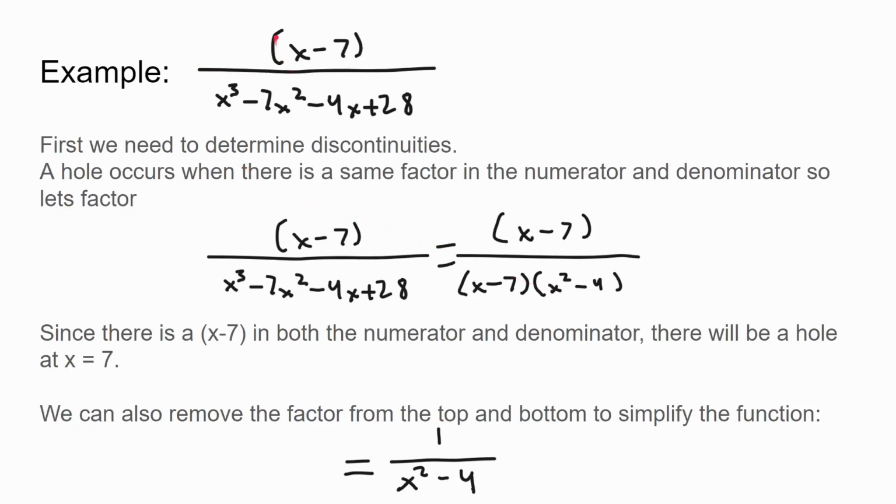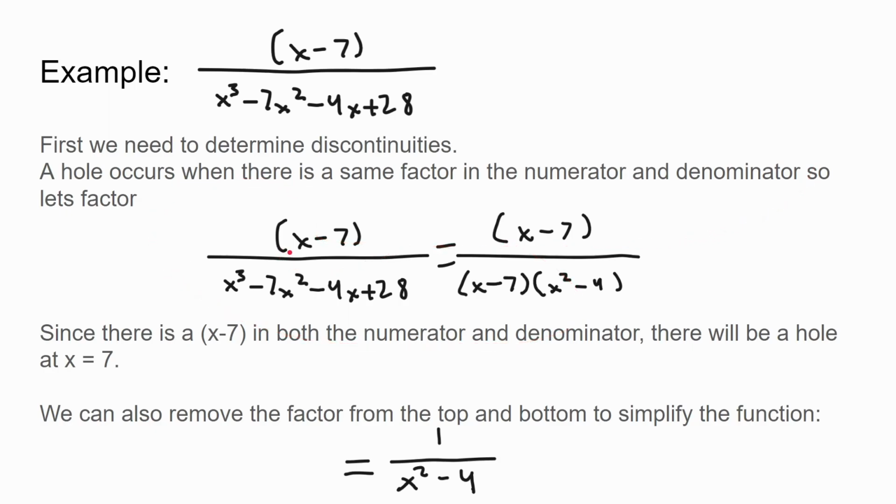So for example 1, we have x minus 7 over x to the third power minus 7x squared minus 4x plus 28. So in order to graph this, first we need to look at the discontinuities and factor the function. So first discontinuity we're going to look at is a hole. A hole occurs when there's the same factor in the numerator and denominator. And in order to find the same factor, we have to factor the entire function.